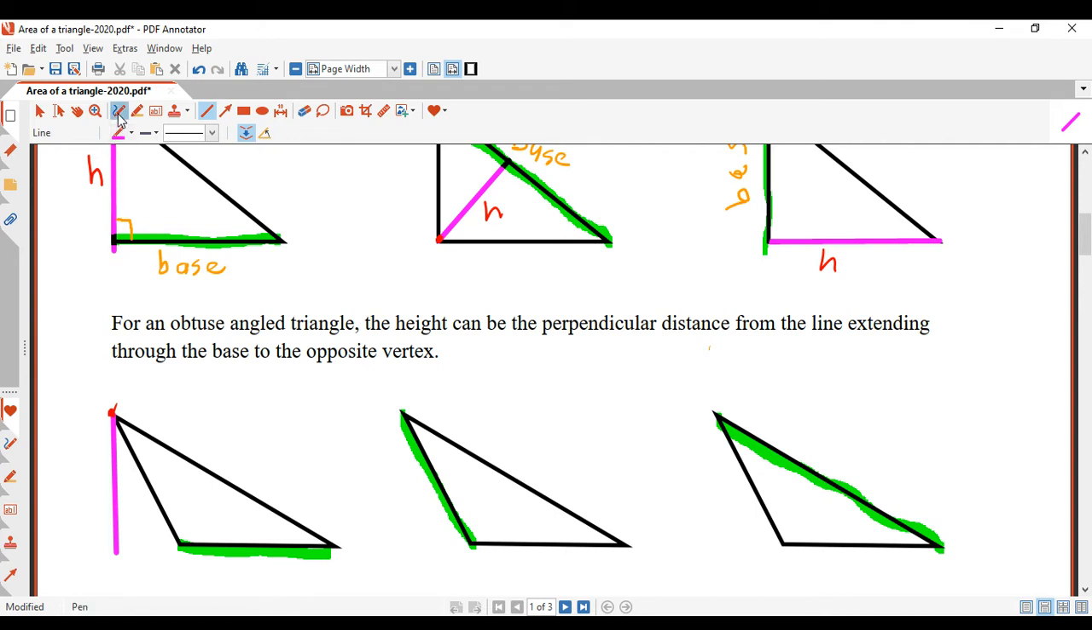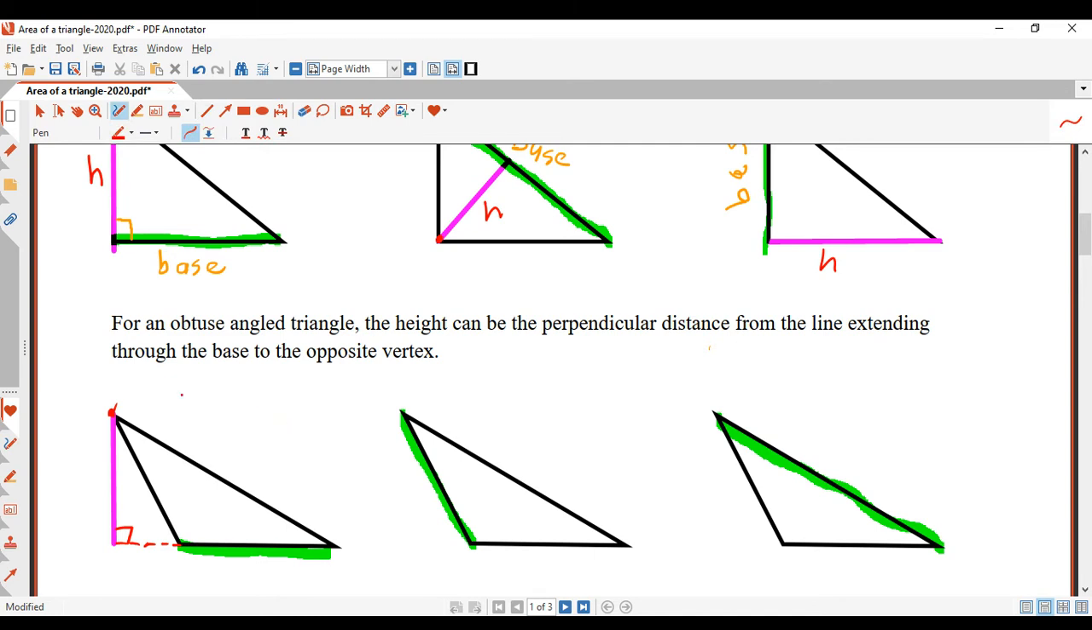That means for an obtuse angle triangle, I'm just going to extend the base line with a little dotted line here. And just be aware that this dotted line is not part of the triangle. Okay, so that's my 90 degree angle. And let's just rub out the pink line for a minute so I can get it accurate. Okay, so from here to here, there we go, there's my height.